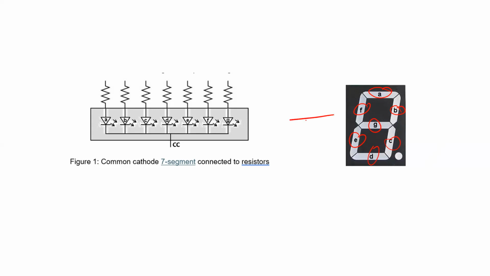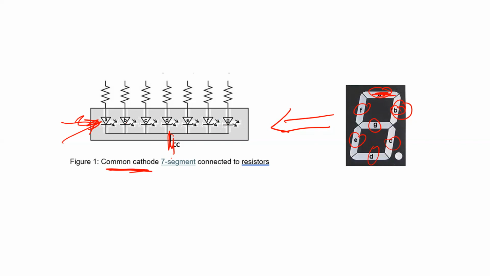As you see here, this A alone is one LED. B is one LED. So every segment here is just one LED. And then the cathodes, all of them are connected together. This type of 7 segment, we call it common cathode, because the cathodes of all segments, or all LEDs, are connected together.